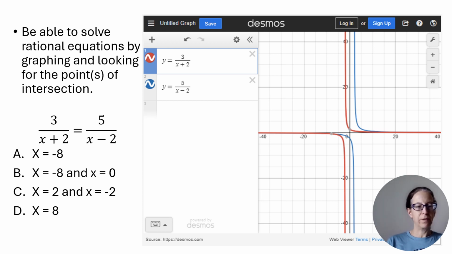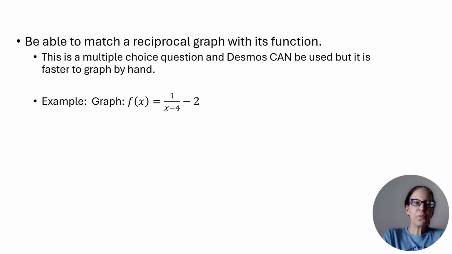All right. Okay, next one, be able to match a reciprocal graph with its function. This is a multiple choice question. Desmos can be used to do it, but it is faster by hand, so I would not recommend you do this. So you would be given like a function like this, and you're welcome to go and graph it on Desmos and then go back to your answer choices and see which one of those graphs matches the one that you generated. But I honestly think it's faster to do it this way.